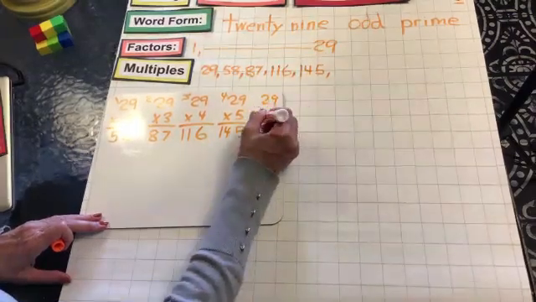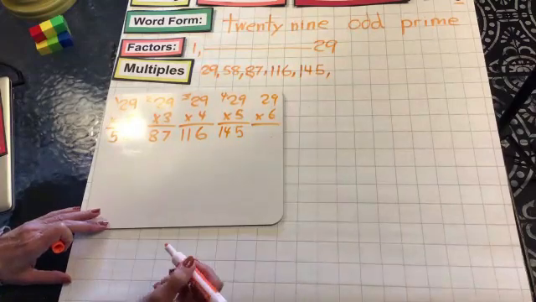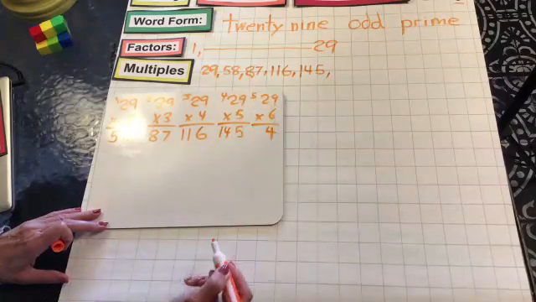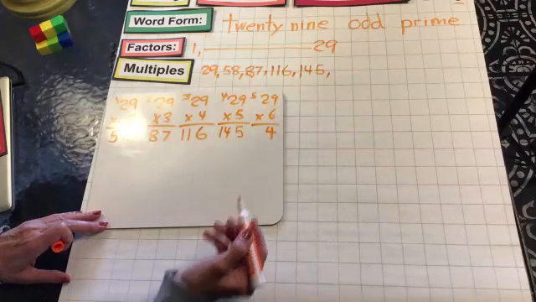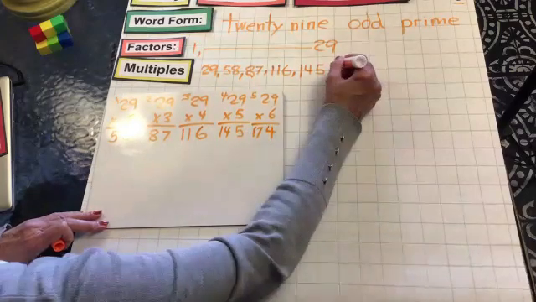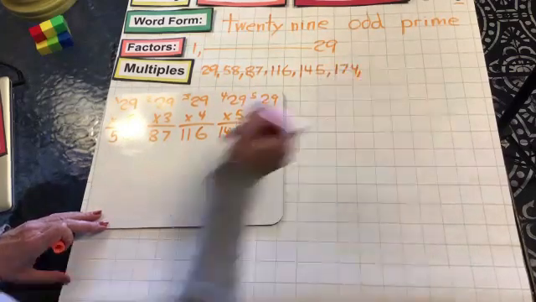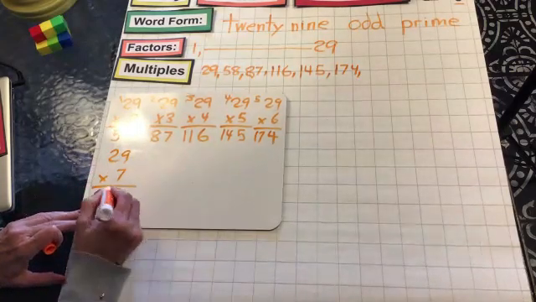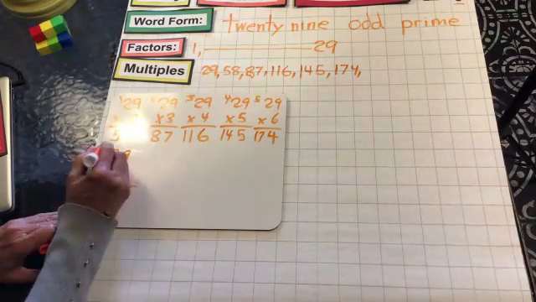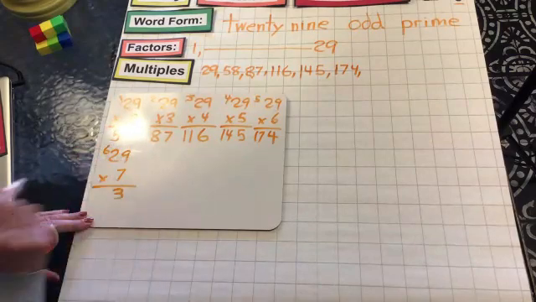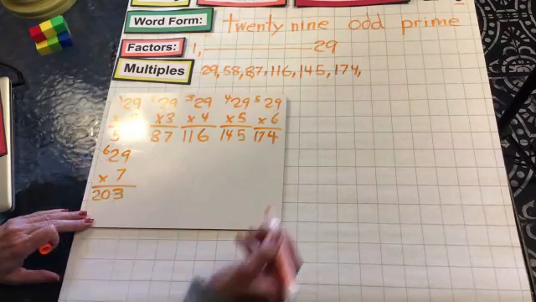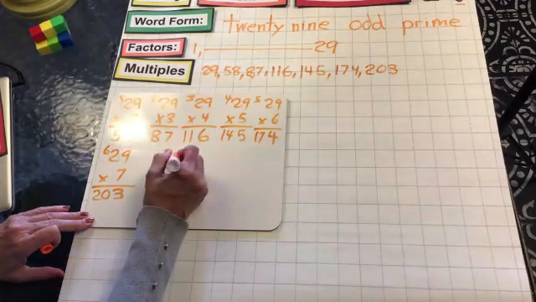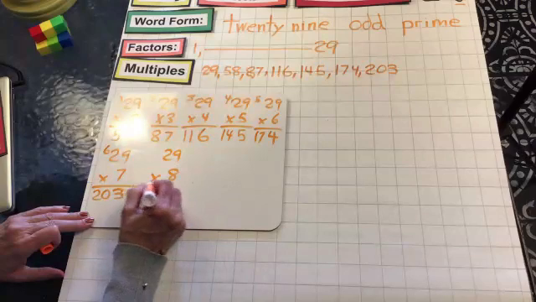Then we have 29 times 6. 6 times 9 is 54. Drop the 4, carry the 5. 6 times 2 is 12, plus 5 is 17. 174. Then we have 29 times 7. 7 times 9 is 63. Drop the 3, carry the 6. 7 times 2 is 14, plus 6 is 20. So that's 203. Then we have 29 times 8.